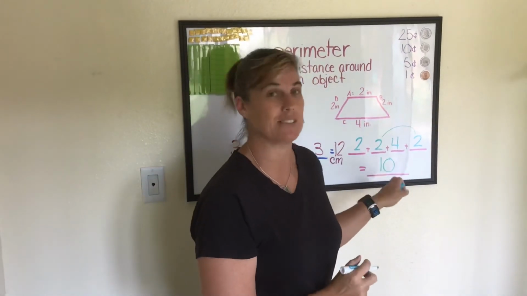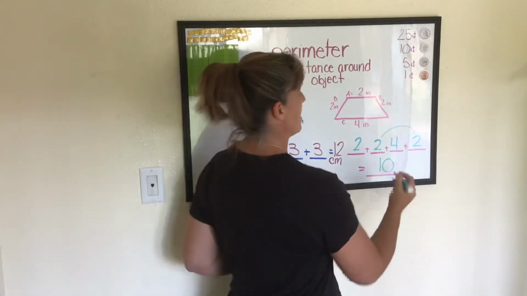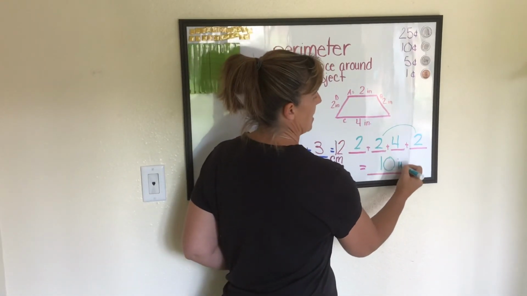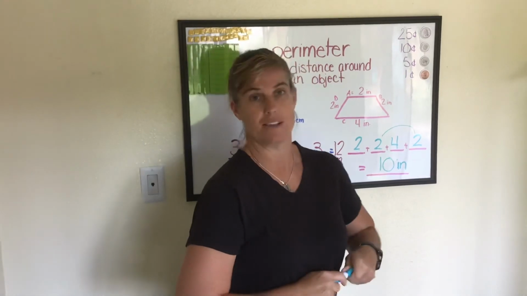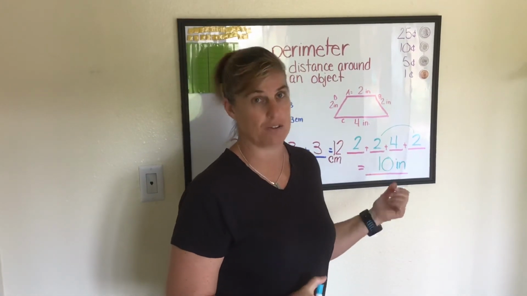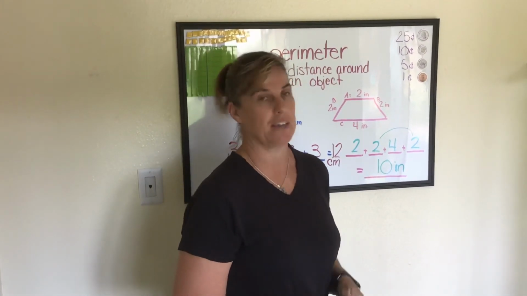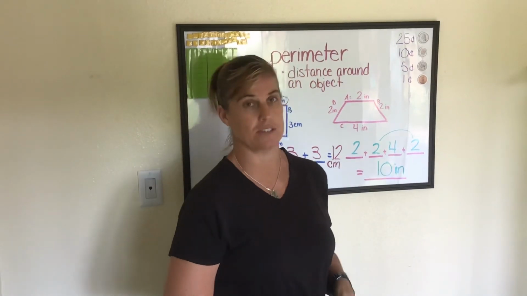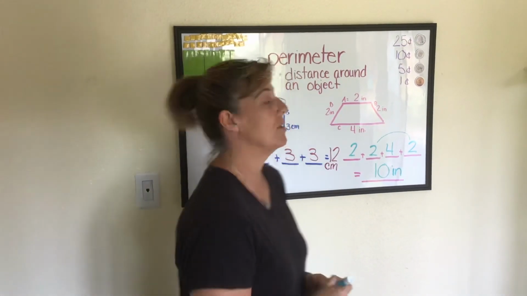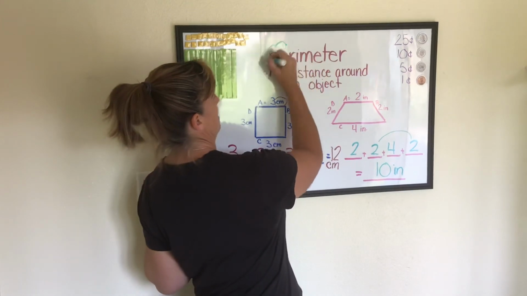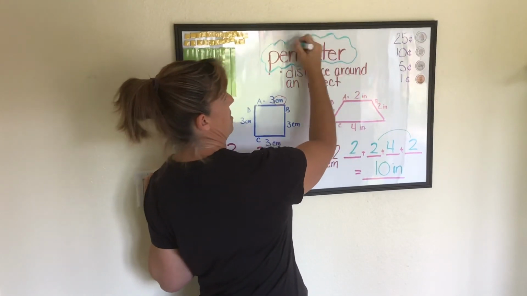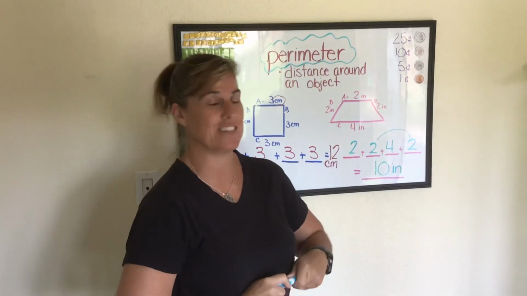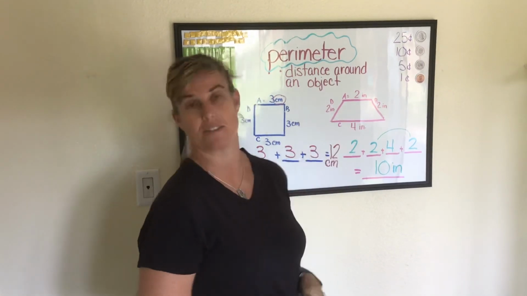But we're not measuring in centimeters this time. We would need to label it inches, okay? Because we're not measuring 10 feet or 10 yards or 10 doggies, okay? We're actually measuring in inches this time, okay? So the big word today is perimeter, and that is the distance around an object, okay?